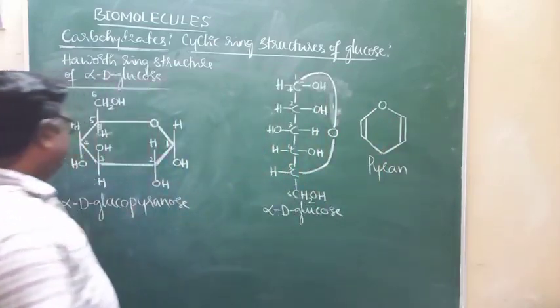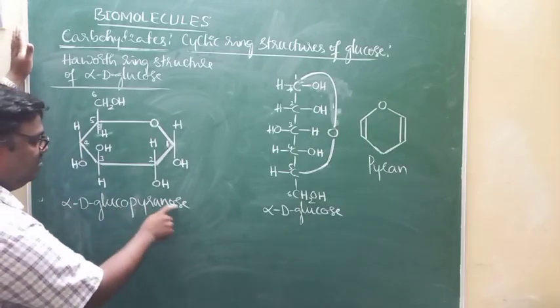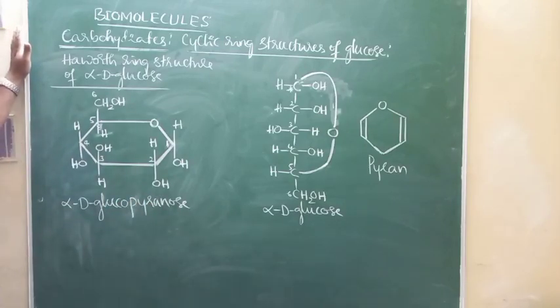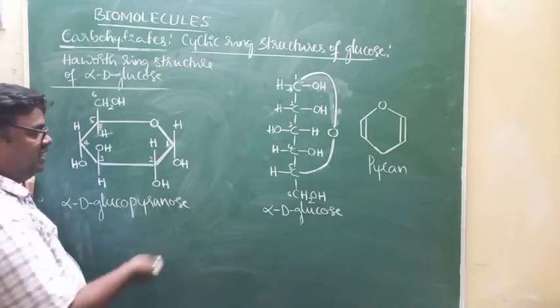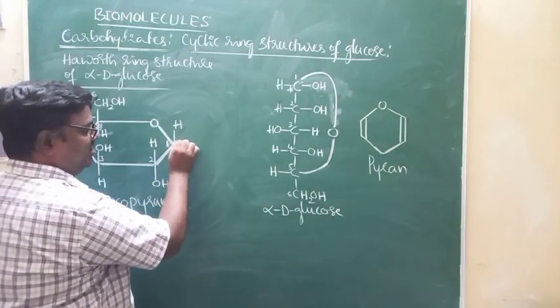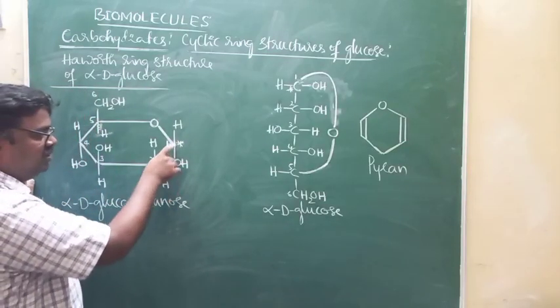That's why it is the pyranose ring structure of alpha D glucose. This is alpha D glucopyranose. Okay? And if you want to write the beta D glucopyranose, just observe, this is the anomeric carbon atom. In the case of alpha D glucopyranose, the OH group is below the plane.